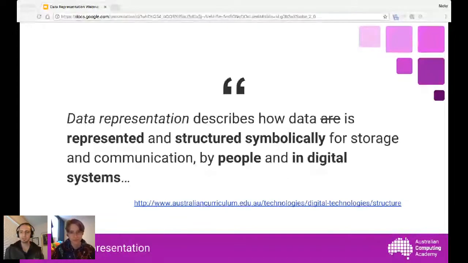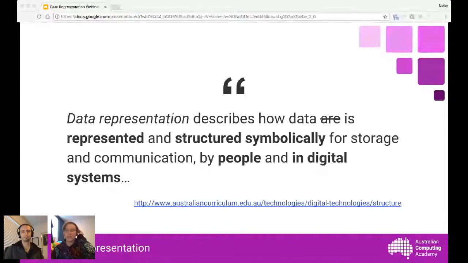It's very easy when you're teaching digital technologies to get very caught up in the technical computer stuff. But I think what's really critical to understand the role that digital technologies has played in the shaping of our society is that you focus on that element of people. And that's what we're going to do with our introduction here to data representation. So I'll let Nicky take over from here for a little while.